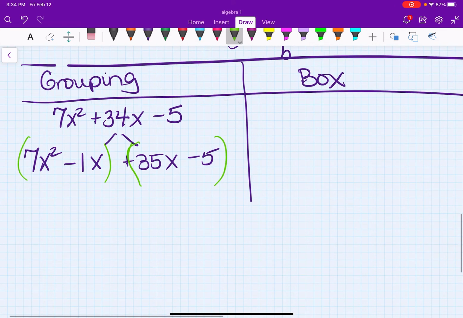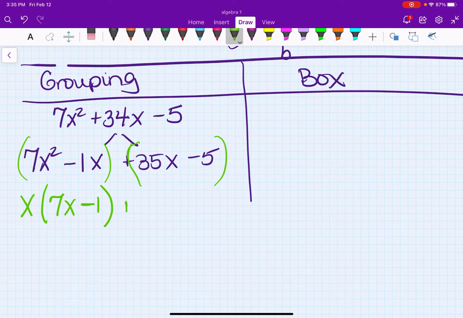In our first group, only x can come out because 7 and 1 are both prime, so it's a 1x. I don't need to write the 1. I'm not going to. So it's 7x minus 1. Don't forget that minus 1. That doesn't just disappear. Because if we don't write that minus 1, then we only get 7x squared. We have to have that minus 1.